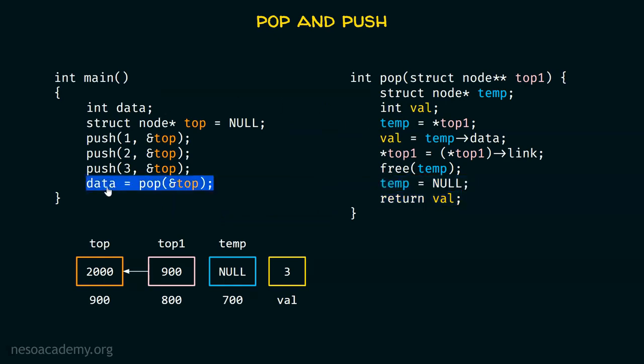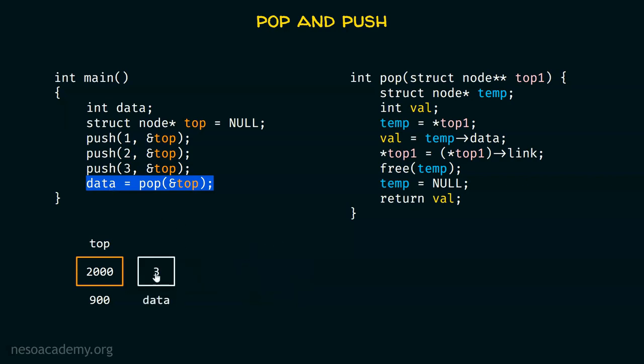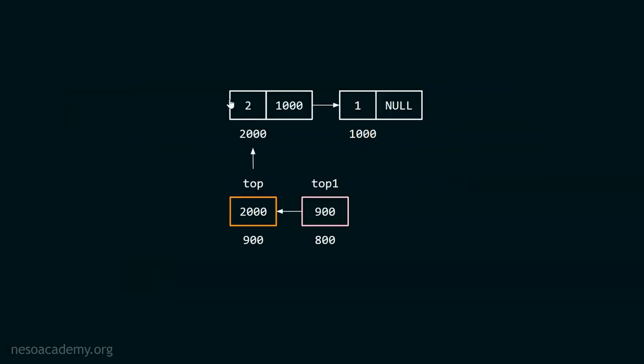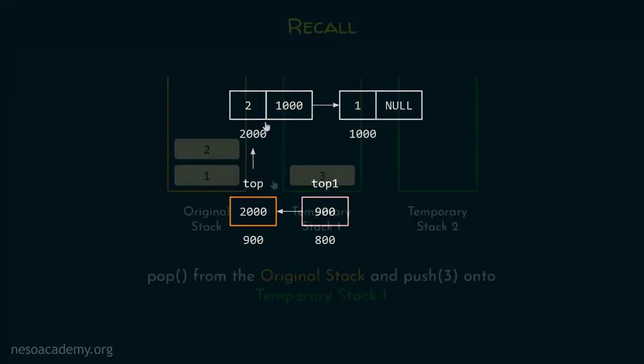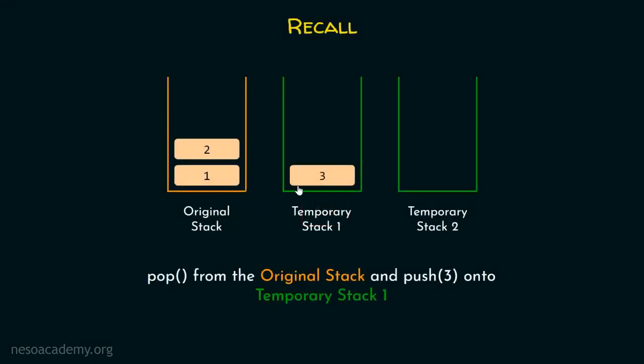Fine. So this data variable will receive value 3. The value inside data is 3. Now you can see the current status of the original stack after calling the pop function. The first node of the list is deleted after calling the pop function, and you can see that the top pointer is currently pointing to this node. And this is the result so obtained.